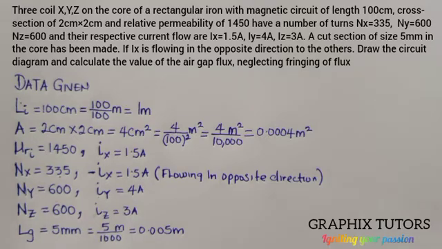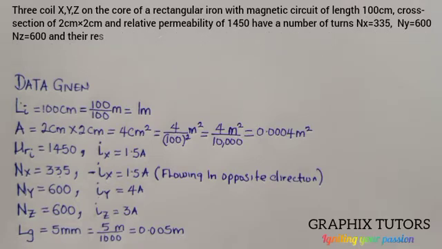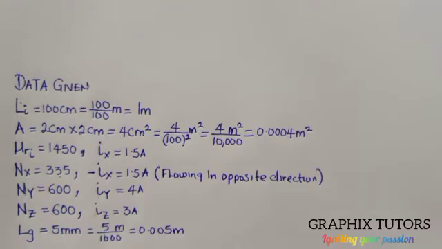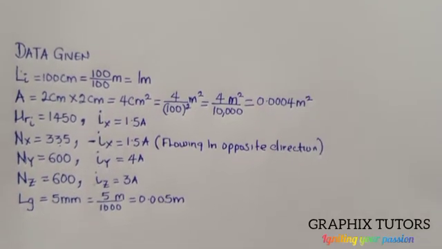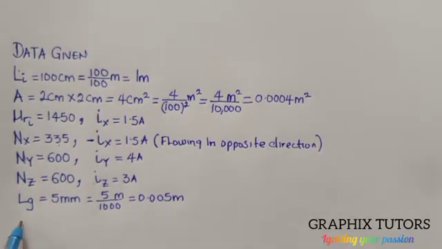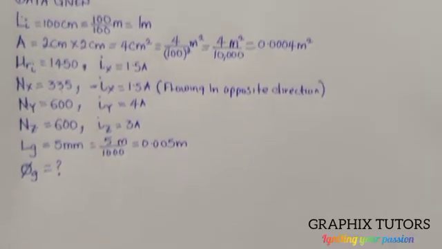Now we are told to draw the circuit diagram and calculate the value of the air gap flux. So we are going to draw the circuit diagram and calculate the value of what? The air gap flux. This is the flux, but the air gap flux, so this is what we are actually looking for. We need to draw our diagram first and see how it goes. First of all, let's draw a magnetic circuit with air gap.